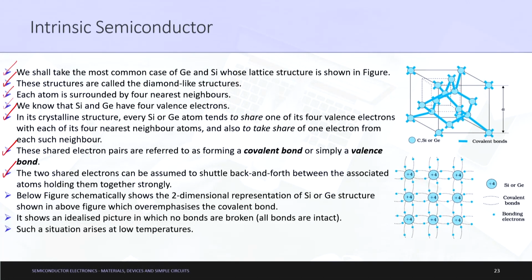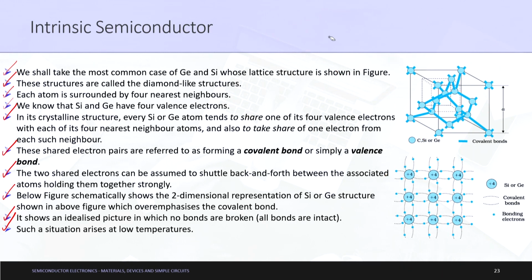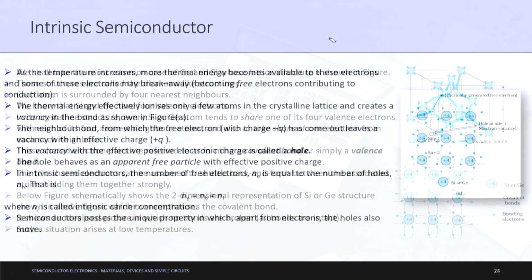Then the figure below schematically, so this thing has been explained. It shows an idealized picture in which no bonds are broken, all bonds are intact. As you can see, there is no bond broken here. So the situation arises at low temperature. So at low temperature, this is how the silicon or germanium crystal may look like. Please remember, it is a 2D representation. So if we cut a simple slice from this for a very large area, then this is how the structure can be visible. Okay. Fine. So this has also been explained.